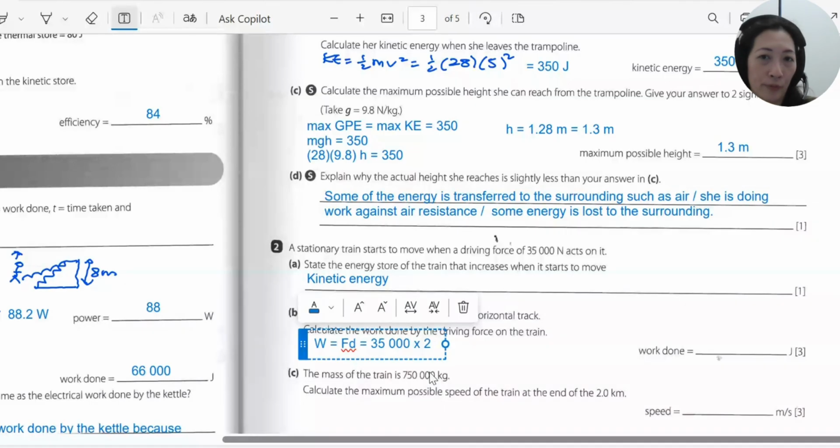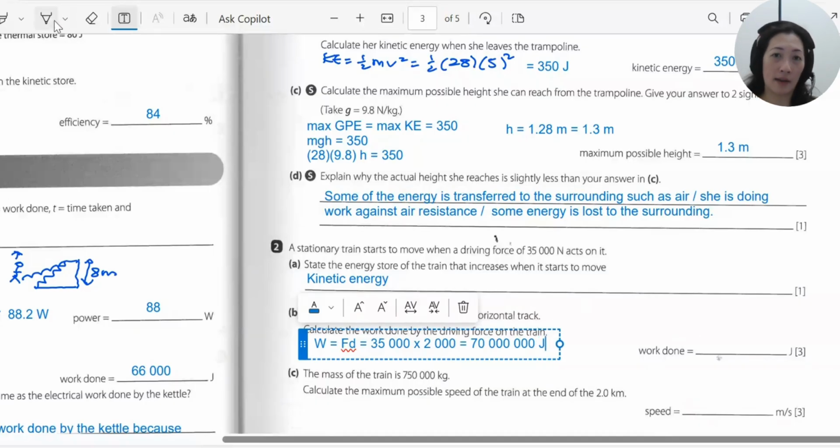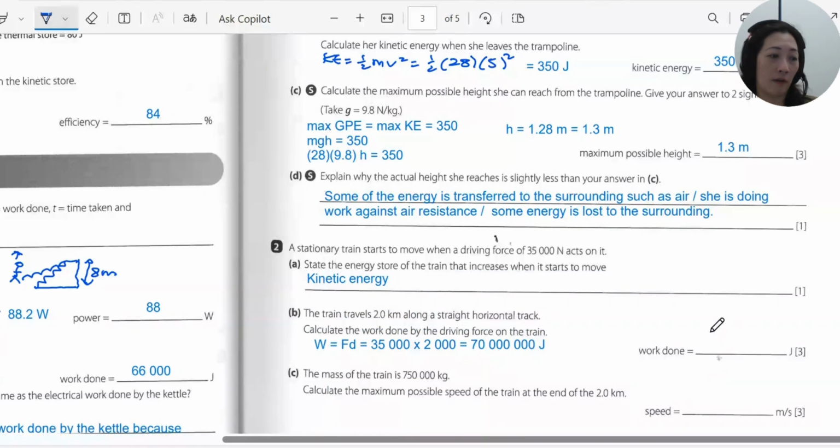Now, you cannot write 2. The value has to be in meters. So you have to convert kilometers to meters, which is 2,000. So this would give you 70 with 6 zeros, so it's 70 million joules. You can write this in standard form. Remember, standard form is preferred for very large numbers so that you don't mess up the number of zeros, as I've mentioned in class. So don't just write 7, write 7.0 because you need 2 significant figures. 7.0 times 10 to the power of 7 joules.